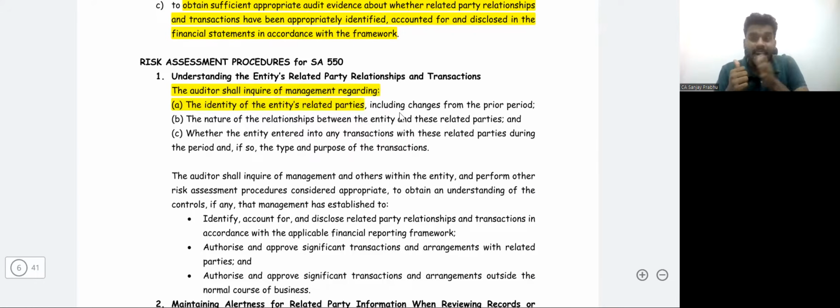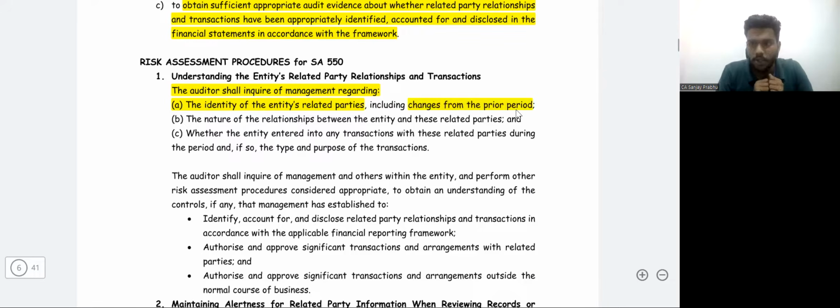Second, whether there are any changes in the related parties when we compare with the prior period. For example, last year I had 300 related parties. This year I am having 350 related parties. So as an auditor, I should inquire to the management how many related parties do you have, and whether there is any change from the prior period.